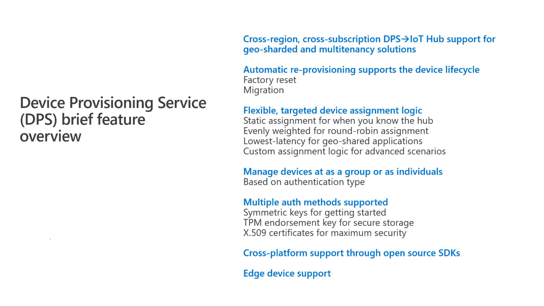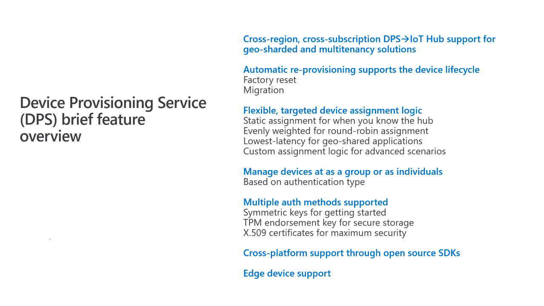And the Device Provisioning Service features are what make it easier to face those challenges. The top features that help with those challenges, one is cross-region and cross-subscription support. Throughout this webinar workshop, you're going to hear me use the words DPS or Device Provisioning Service. They're the same thing, so I might say them interchangeably. But DPS has IoT Hub support for geo-sharding and multi-tenancy solutions. This is really important if you have devices that are traveling globally.